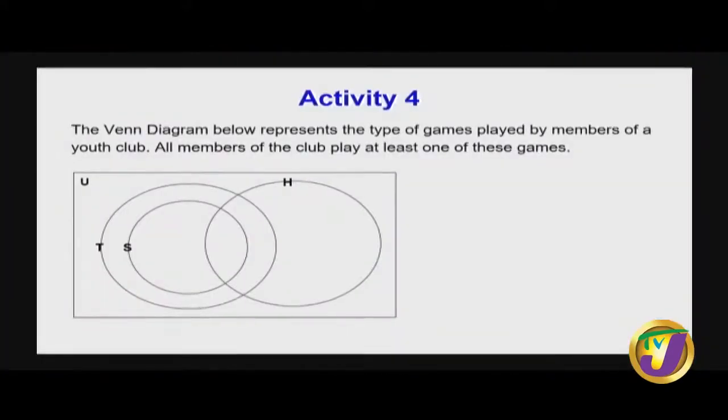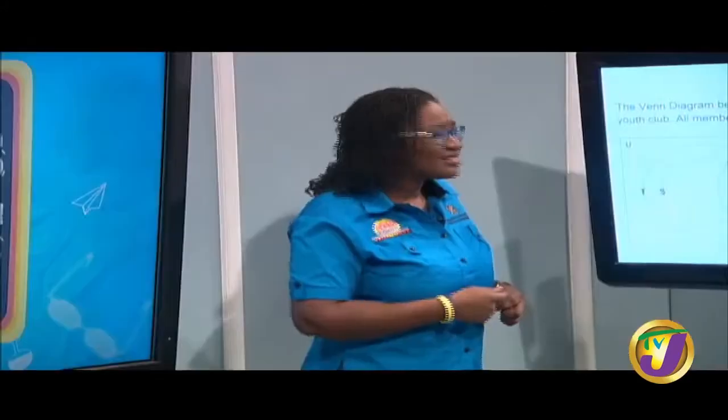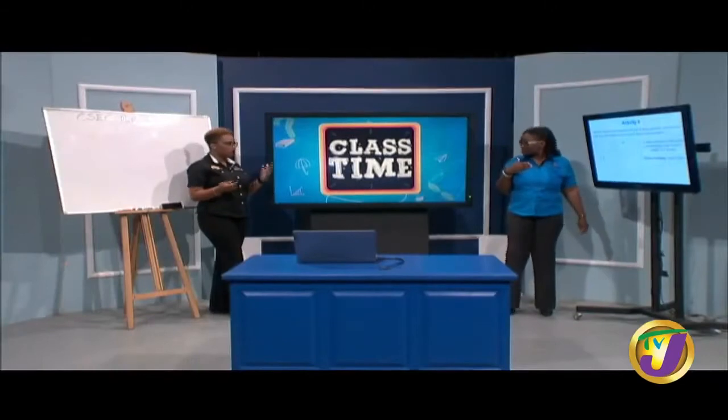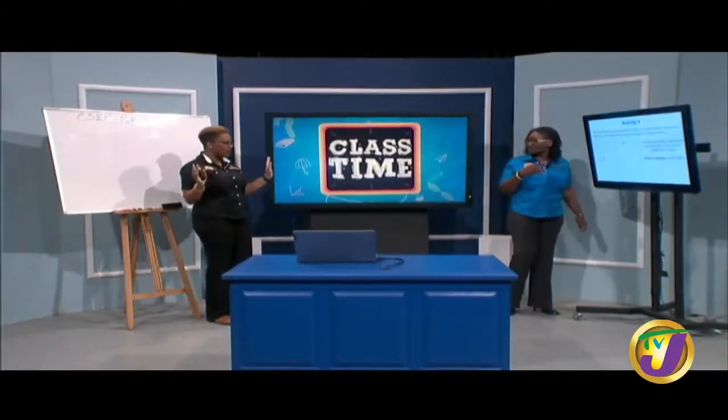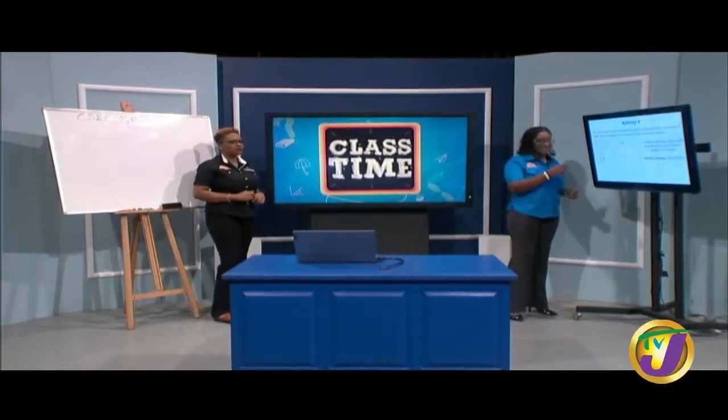So the question: is there any member of the youth club who plays squash only? You need to justify your answer. For this one, I need to touch the screen and reason it out. So tell me which strategy you're going to use first. Well, logic, because we have the diagram up here already. And we know that this diagram is from Mr. Venn himself. That's right, it's a Venn diagram. So let's use logic on this.